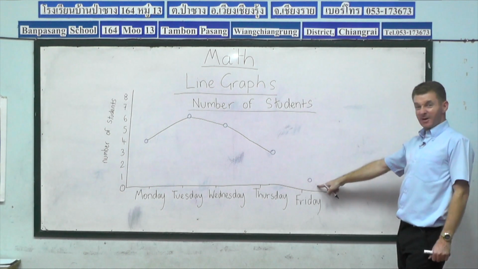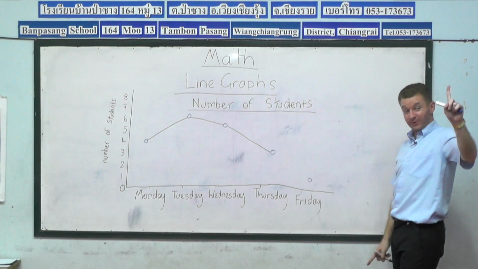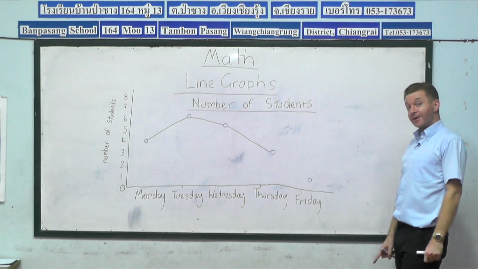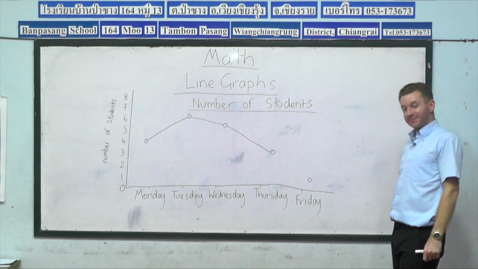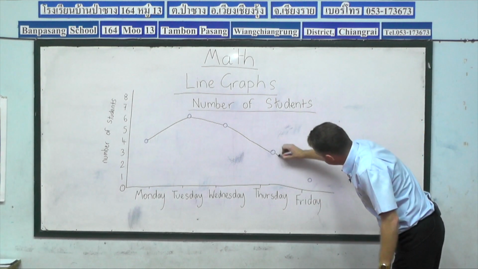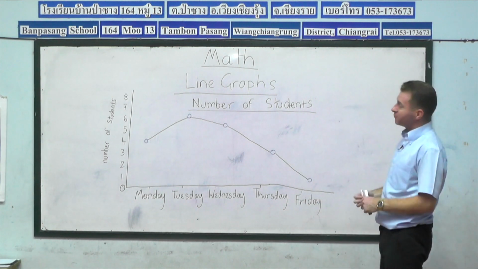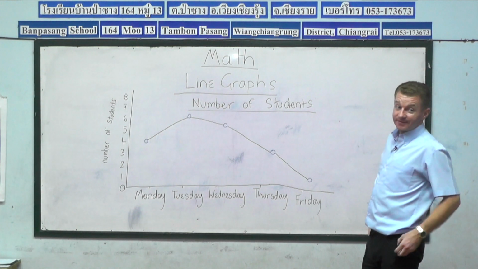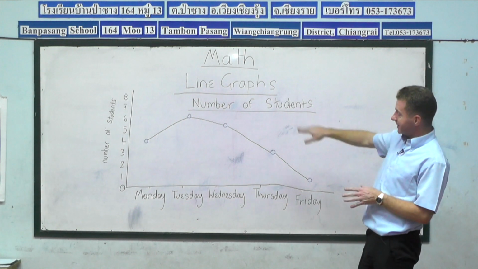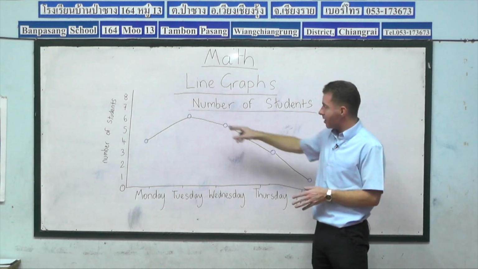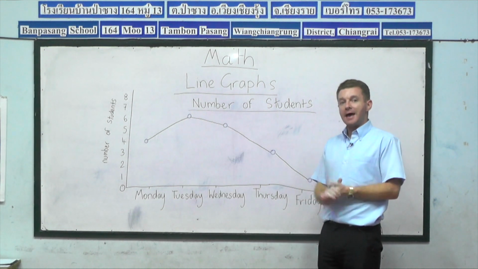And then finally, on Friday, 1 student. So will the line go up or will the line go down? Go down again. And now, have we got a line graph? Yes, you can see now the data sets, the different markers, are connected by lines.